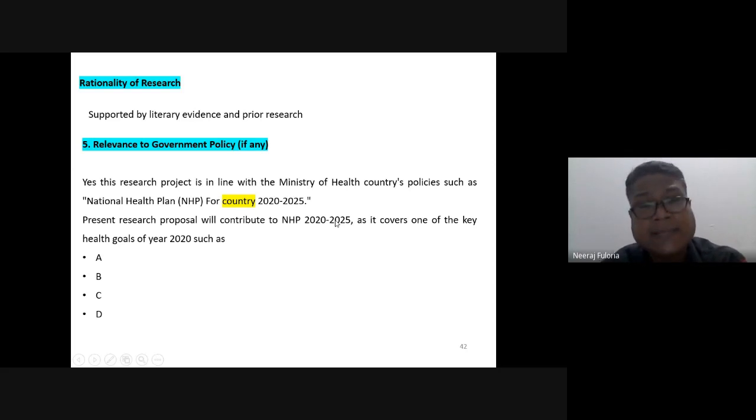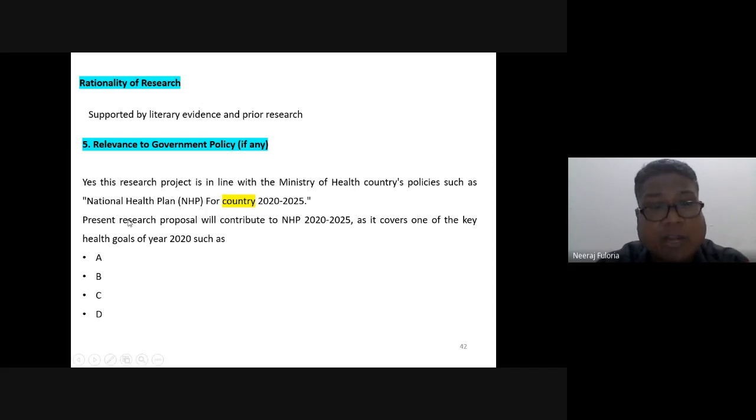Then, the next very important point, which we all miss, is relevance to government policy. Let's say you are planning a project, and you are giving all the description, problem, rationality, and it is very good, very nice, but it is not relevant to government policy. So you have to tell that our project is aligned with the Ministry of Health's policy of the country. It can be India, Nepal, US, Canada, wherever.